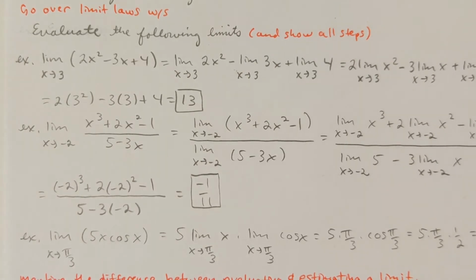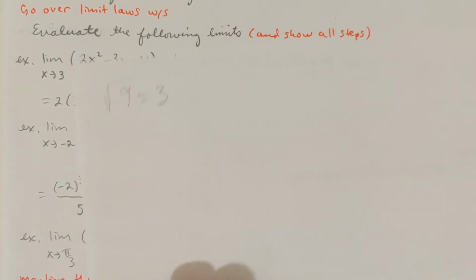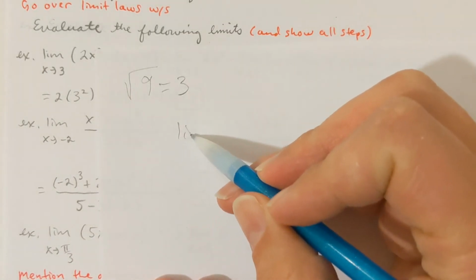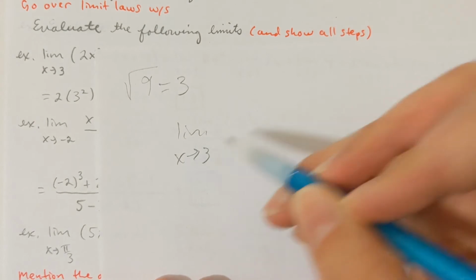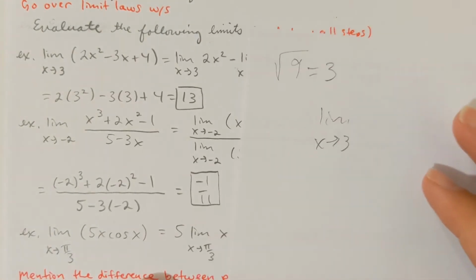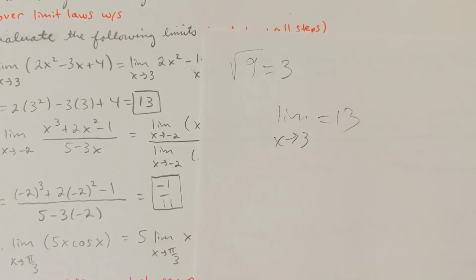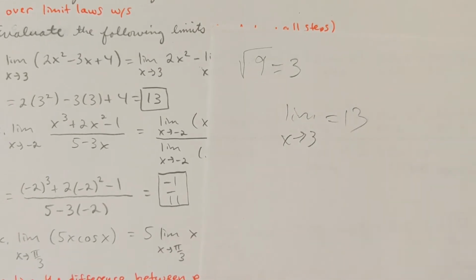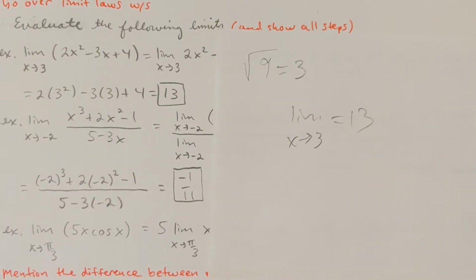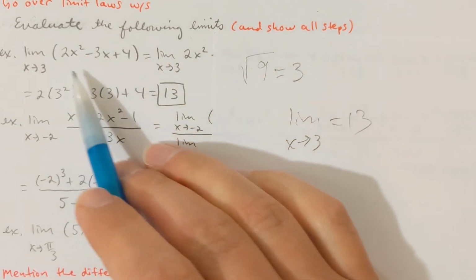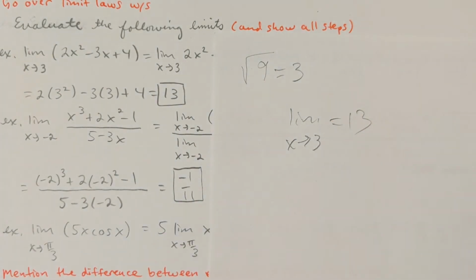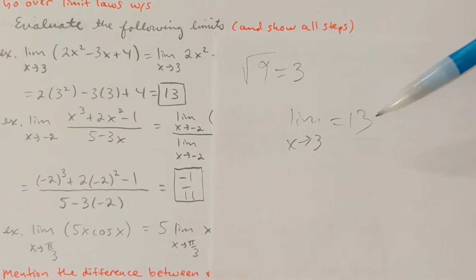I'll also see this sometimes, where a student will write limit as x approaches 3, and then there's nothing in there, and then they say equals 13. I will take points off for that. Limit of what? We always calculate the limit of a function. You have to make sure that the function is inside the limit. If you don't write that, it makes it look like the limit of anything, doesn't matter what we use, as x approaches 3 is always going to be 13. No, it's not.